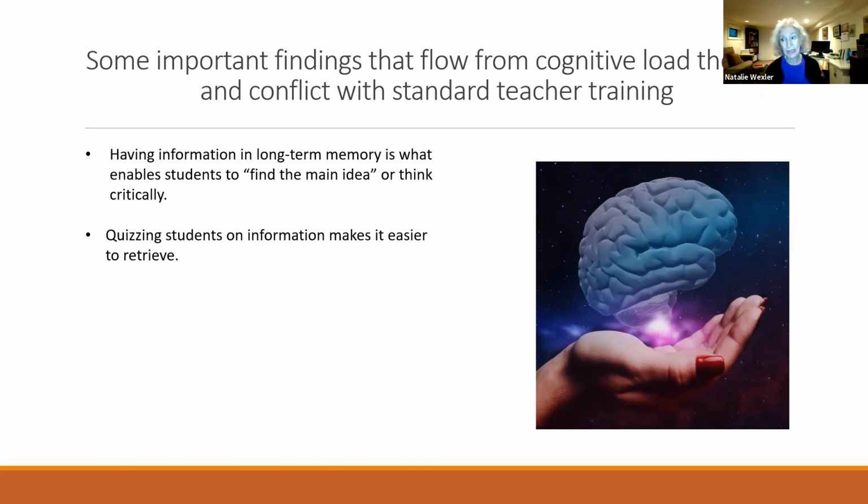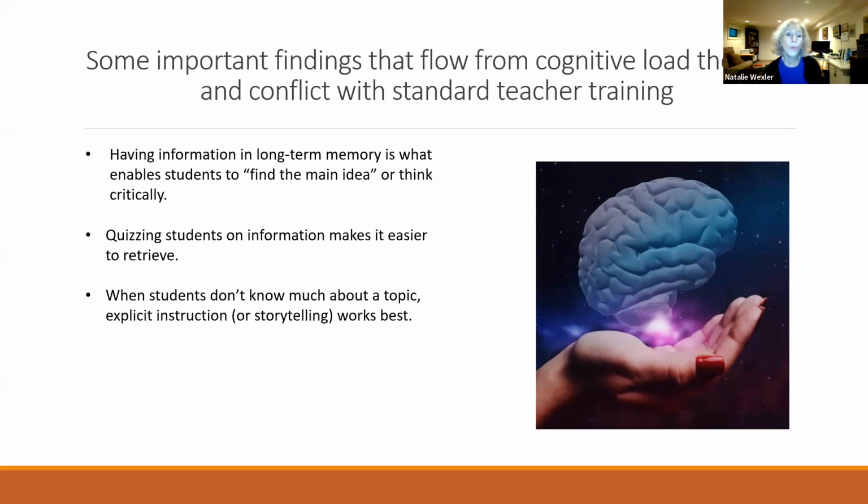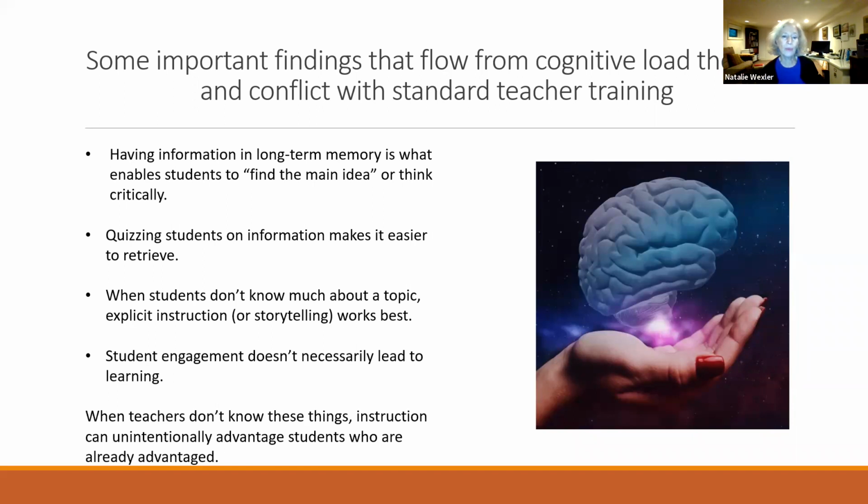It facilitates learning. When students don't know much about a topic, explicit instruction or storytelling works best. And I'm going to talk more about that in a moment. And lastly, student engagement doesn't necessarily lead to learning. Students can be very engaged, but they may not actually be learning anything. So more on those two things. When teachers don't know these things, instruction can unintentionally advantage students who are already advantaged.